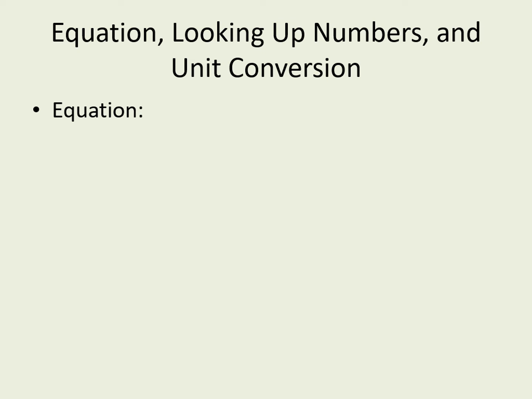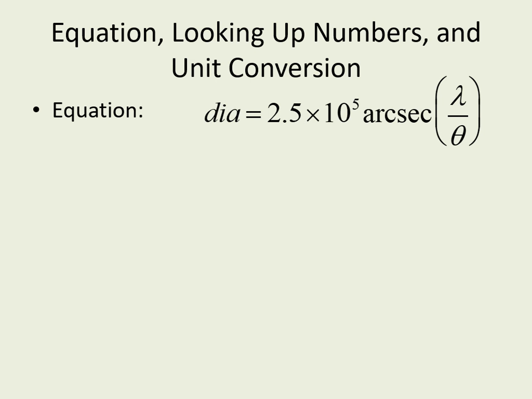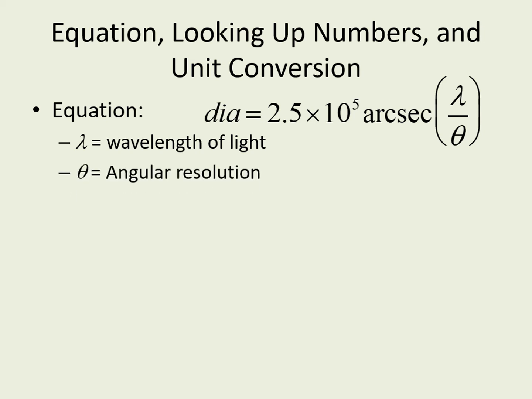The equation that relates the diameter of a telescope to the angular resolution is given by diameter equals 2.5 times 10 to the 5th arcseconds times lambda over theta. Don't worry about the 2 Greek letters in this one. Lambda, the one on top, is one we've already seen. It represents the wavelength of light we're observing. On the other hand, theta is the angular resolution we need to achieve. Another way of saying this is that theta is the smallest angular size of any detail we can see. So smaller angular resolution means you're seeing finer details.